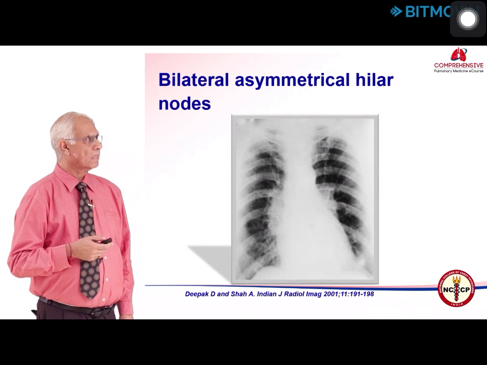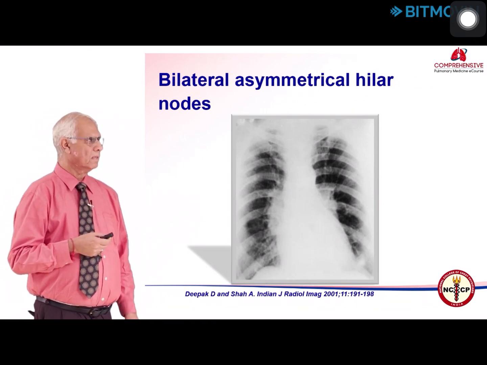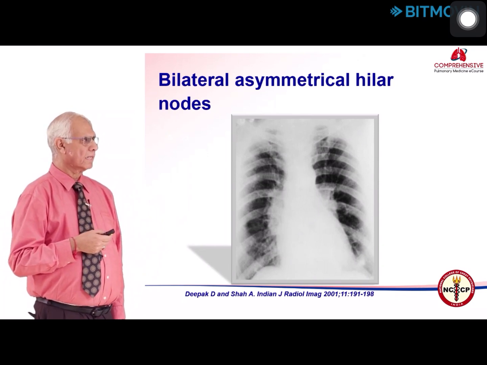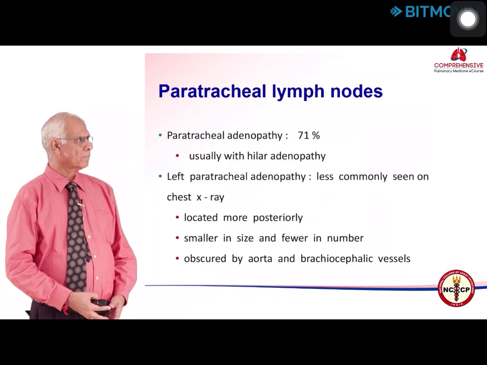This is bilateral asymmetrical hilar lymphadenopathy, which I was telling you about, in a 50-year-old male, with lobulated border on the right side. Bilateral reticular opacities are also visible.